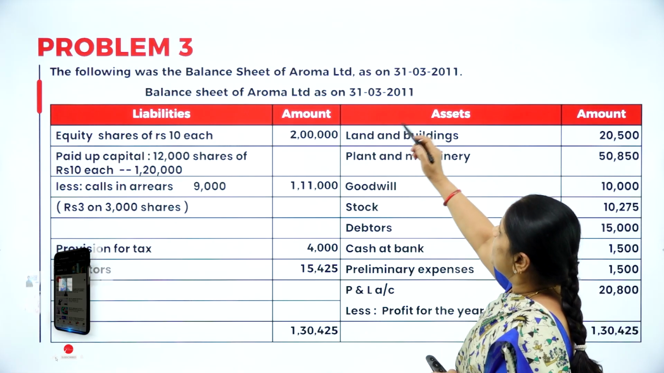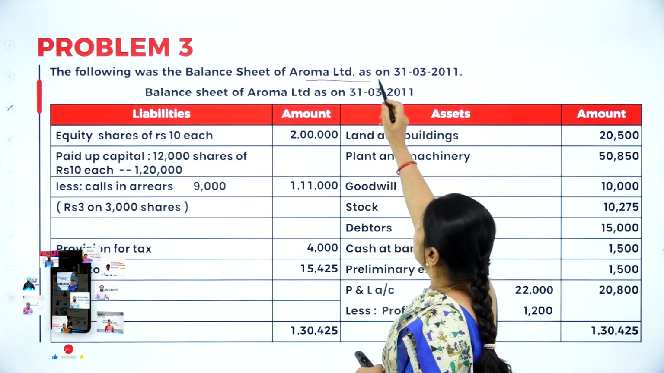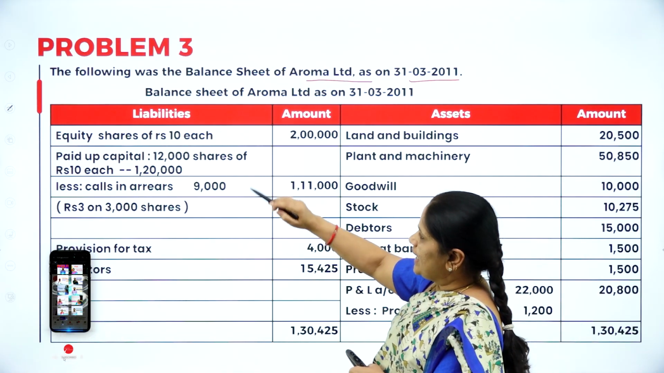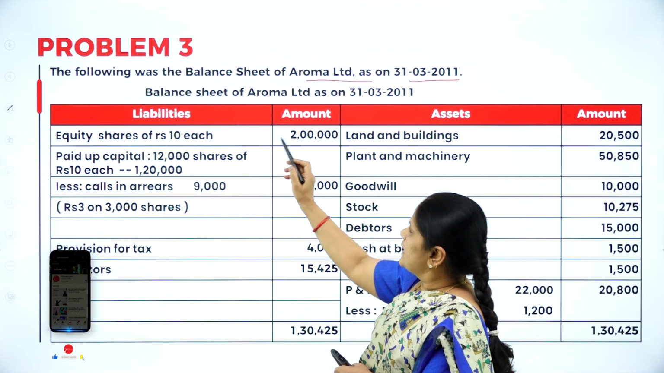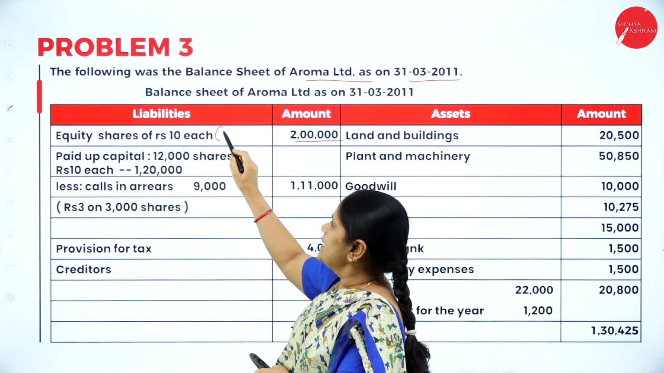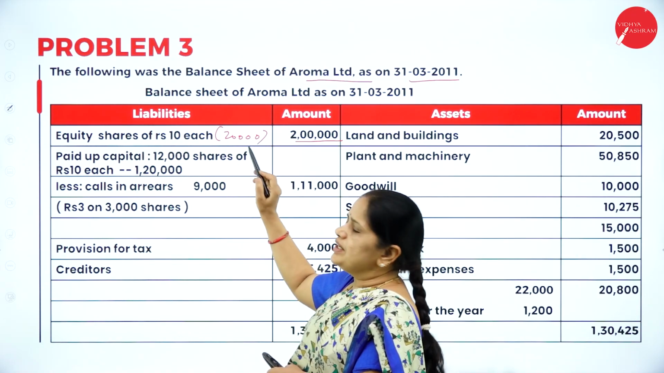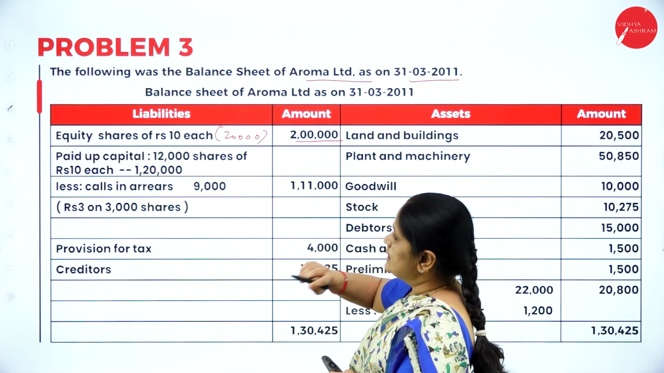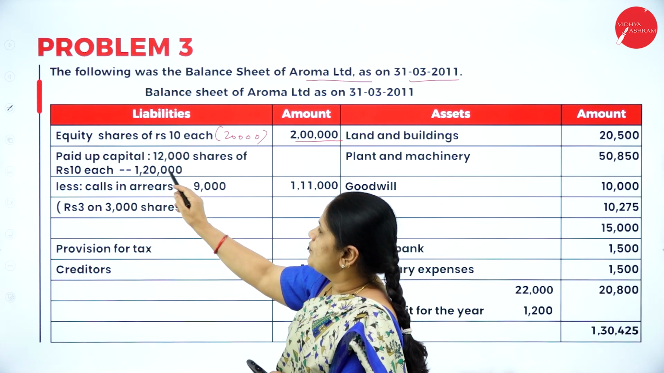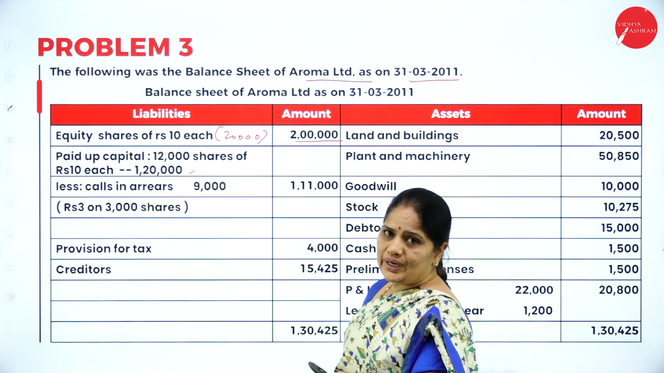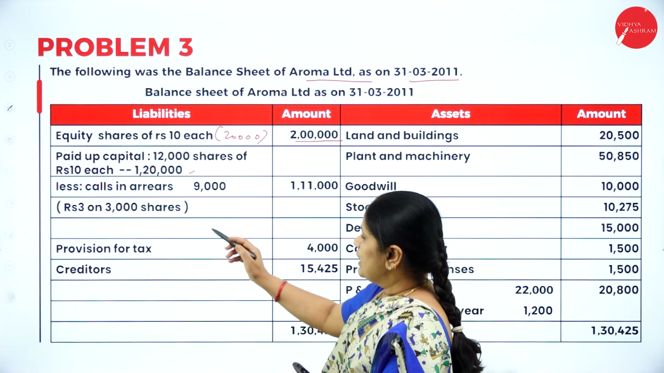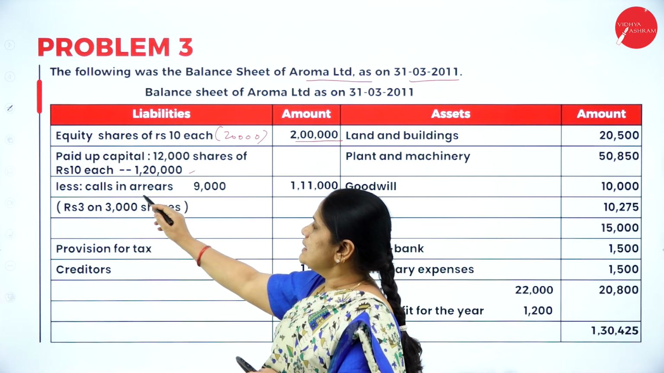The following was the balance sheet of Aroma Limited as on 31/3/2011. So we have the equity shares of rupees 10 each. So 2 lakhs. Suppose the 2 lakhs is the equity share capital. So the number of equity shares will be 20,000. Then paid up capital, 12,000 equity shares of rupees 10 each, 1,20,000. So this is the paid up capital here. So from this, we are deducting the calls in arrears.